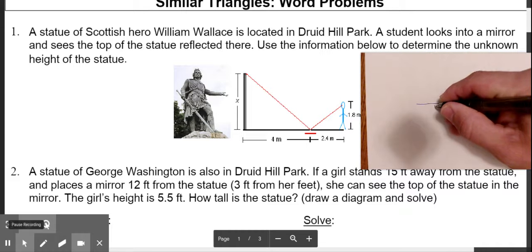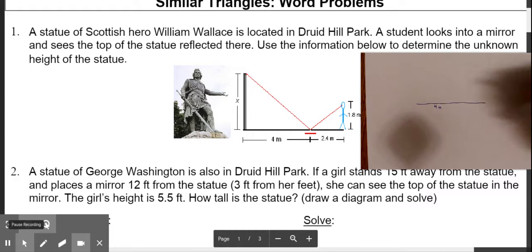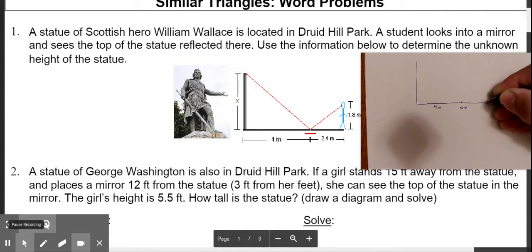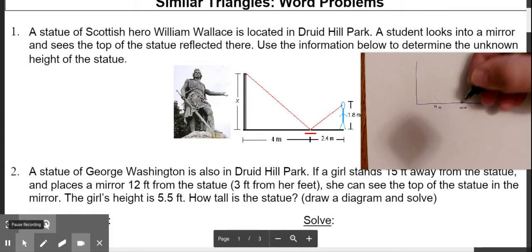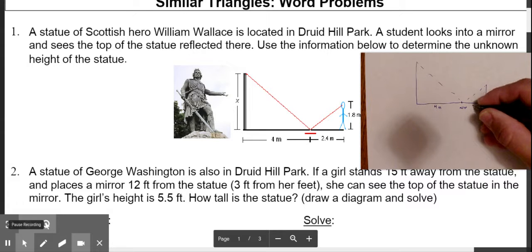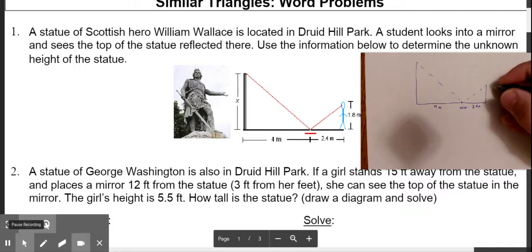Evidently the student laid out a mirror 4 meters from the base of a statue at an unknown height. That's what we're looking for. Now, from that mirror, the student would walk away until the student could see the top of the statue in the reflection of the mirror. And that student had to walk away 2.4 meters before that would happen, and the student was evidently 1.8 meters according to the diagram. So in this first problem, really a lot of information was given in the diagram.